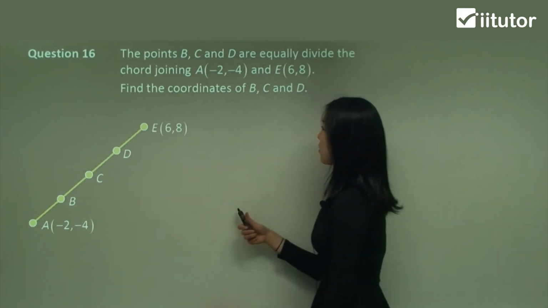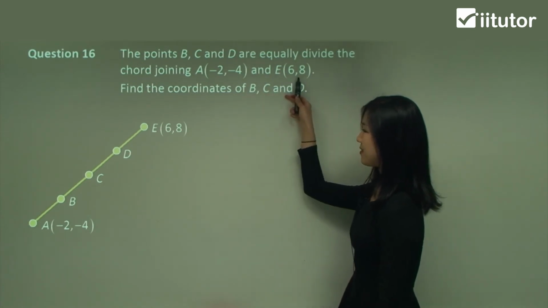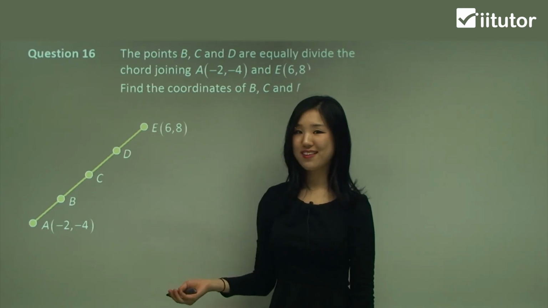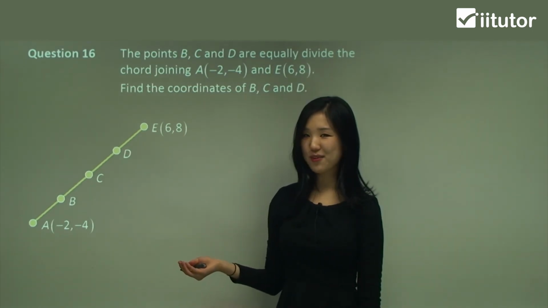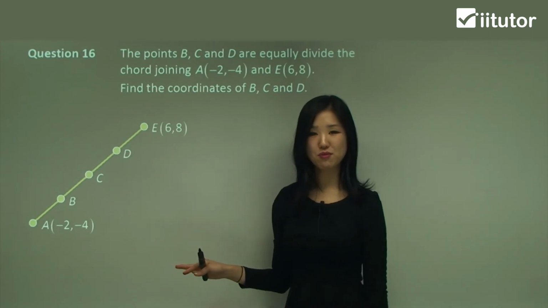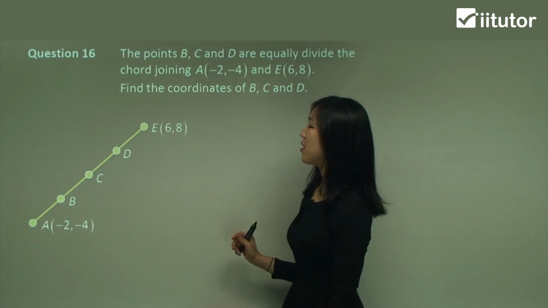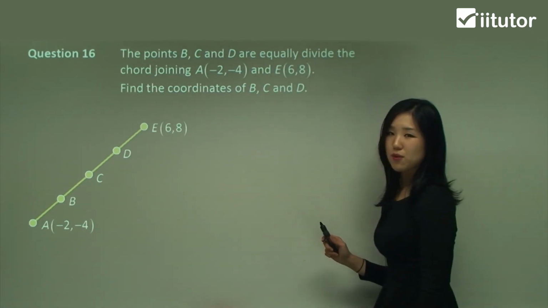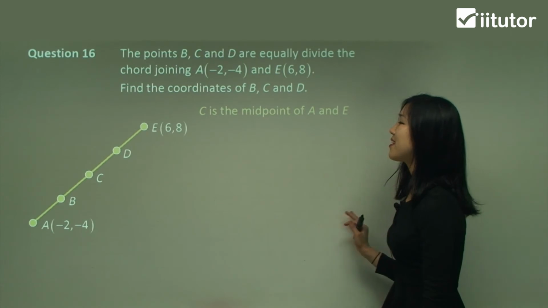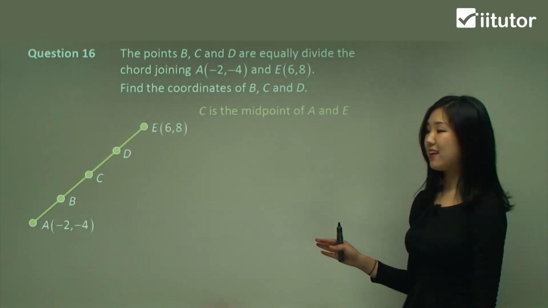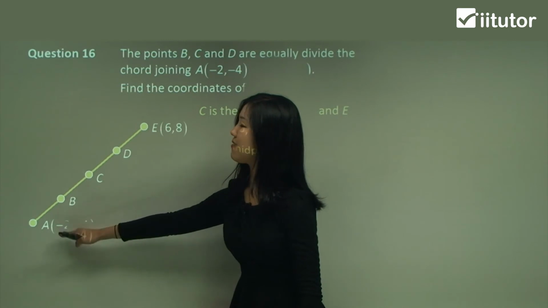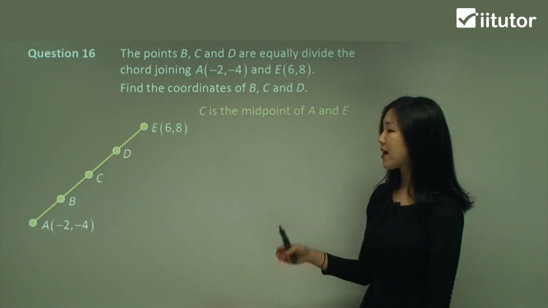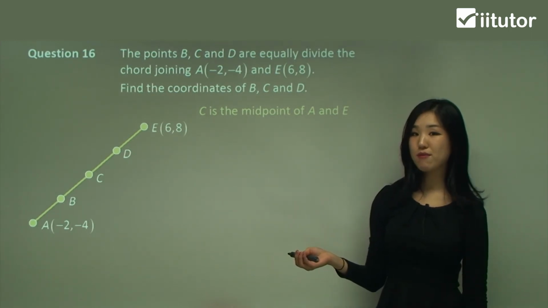They give us what A is, and they give us what E is. So all we need to do now is find B, C, and D. It looks tricky, but it's actually very simple. All you need is the midpoint formula. First of all, I can find C. The reason I'm going to find C first is because C is the midpoint of A and E. See how it's directly in the middle? Because these are all equal, I can be certain of that. So I can find C simply using my midpoint formula.